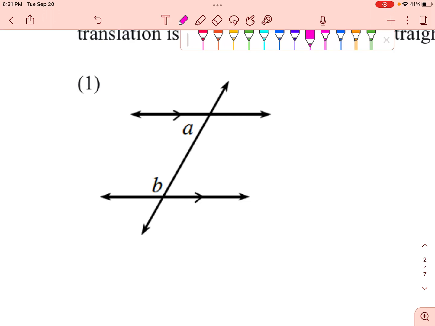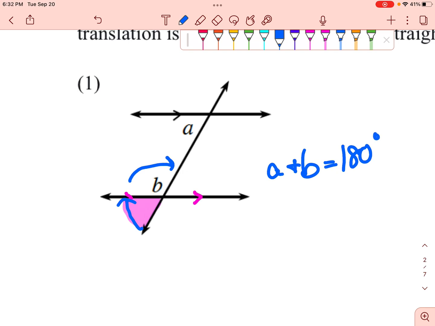So she wants us to see, and again, we're dealing with parallel lines here. So if I was to take angle A and slide it down, would A and B be equal to each other or supplementary? You can very clearly see that A and B are supplementary. A and B are supplementary. They add up to 180 degrees.